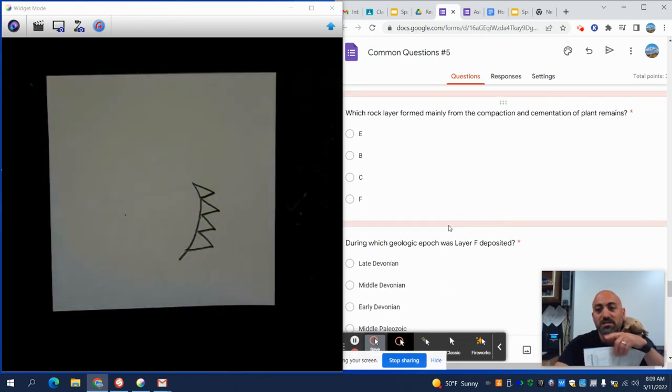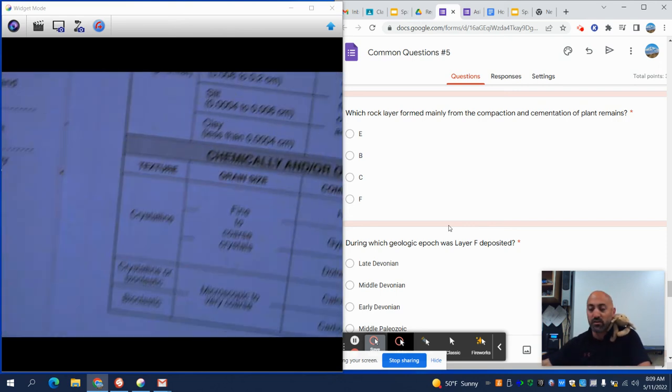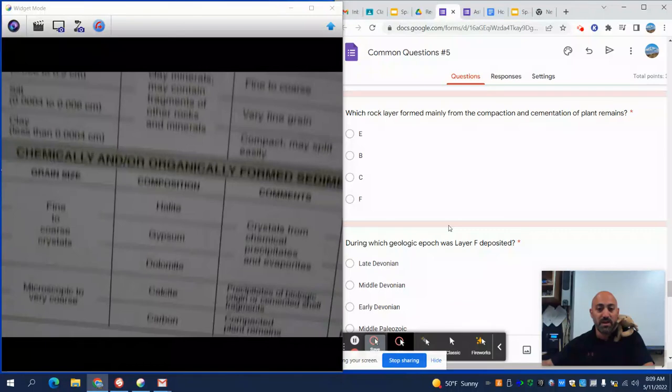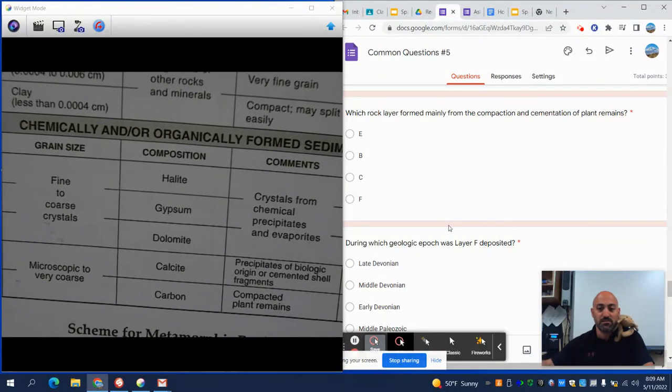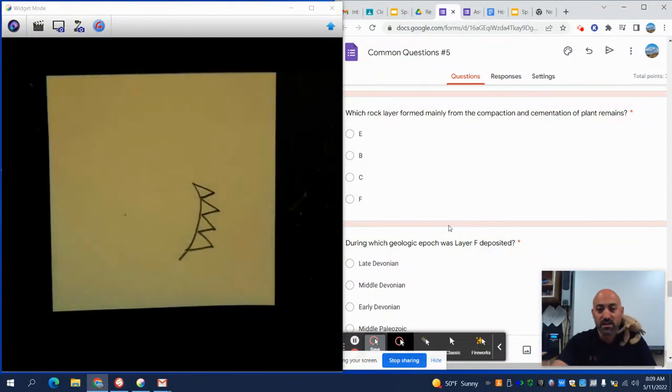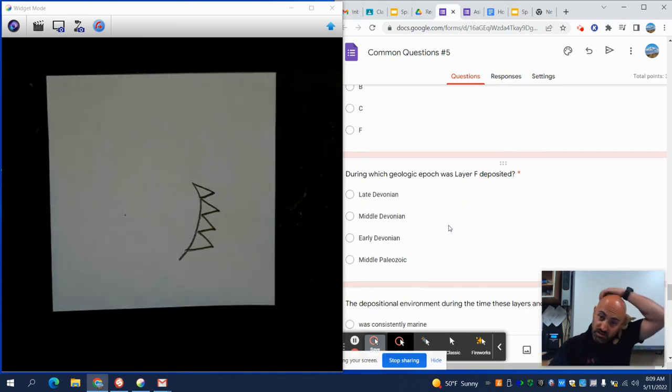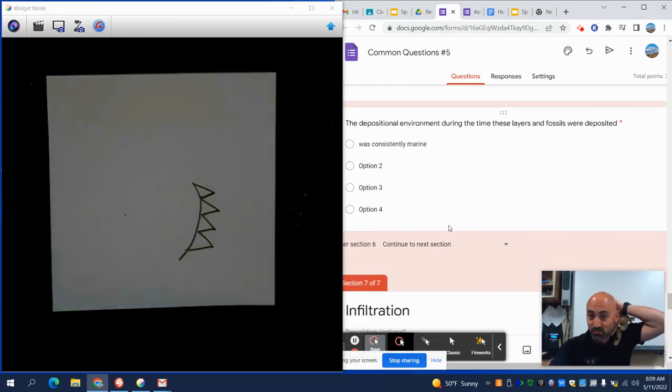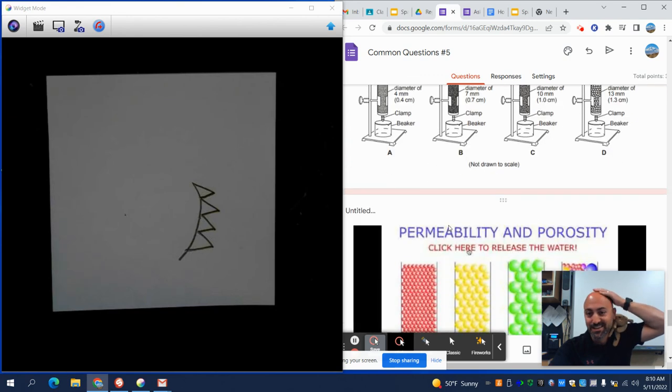Compaction and cementation of plant remains. Anything to do with what rocks? You look over here and you find compaction and cementation of plant remains. ESRT, page 7. Epoch, geologic epoch, that's page 8 and 9. Look those up. Looks like that's an easy question. I missed that, I guess.